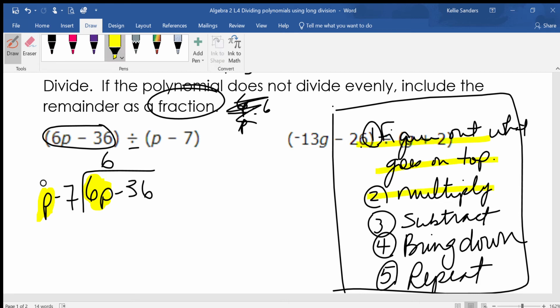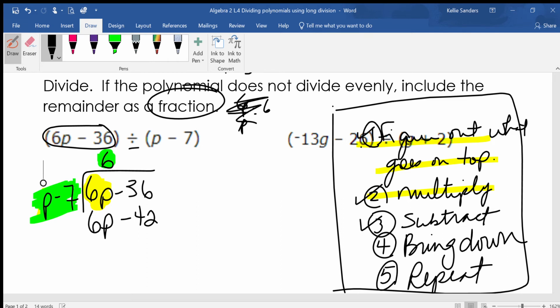Now we're going to multiply the 6 that's on top by everything on the outside. So 6 times p is 6p, and 6 times negative 7 is negative 42. So I have multiplied. Now we're going to subtract. I'm going to subtract the 6p, but if the 42 is already negative and I subtract it, I'm subtracting a negative, which means I'm actually going to add it. What I like to say is draw your line and change your signs.